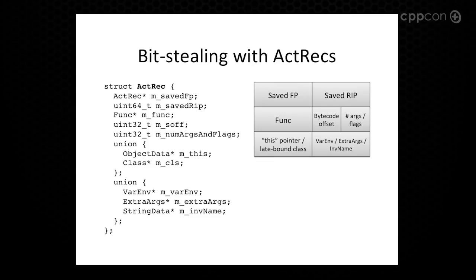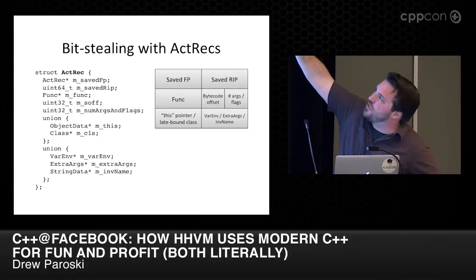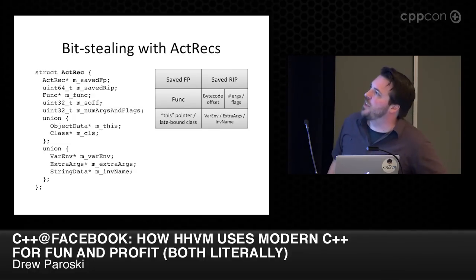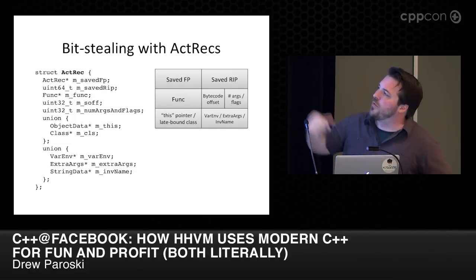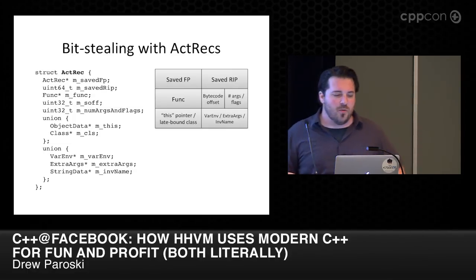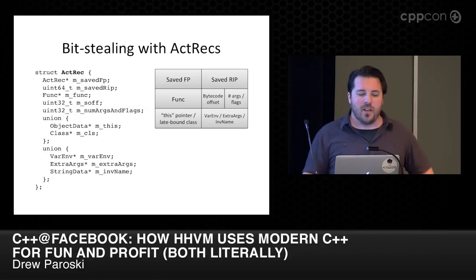And ActRec, we could make it smaller. We're still working on it. It's a work in progress. But right now it's about 48 bytes. I think it's exactly 48 bytes. And here's the layout, kind of in a drawing with the struct definition next to it. And you can see that we make use of a couple unions. So I'm going to dig into two of these and how they ended up working.